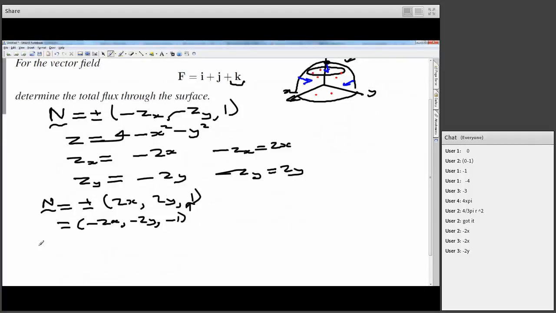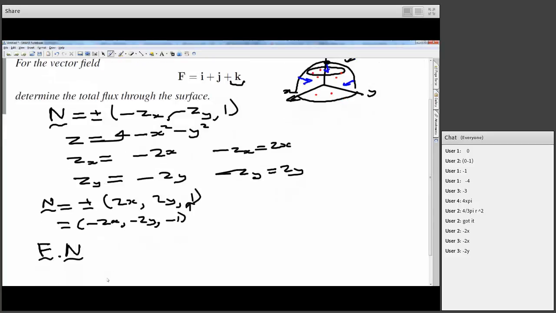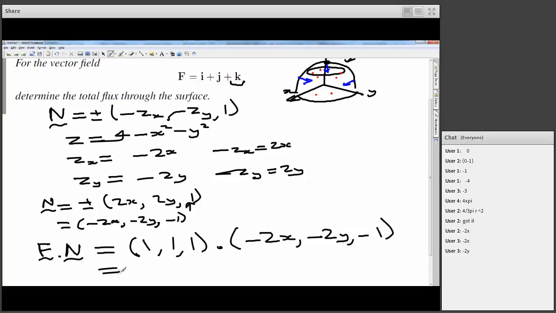So the flux integral ends up being basically summing up F dot capital N over the parameter space, the xy space. So I integrate over the shadow of this particular parabola. So just summing up this over the shadow. So let's work this out. So F here is 1, 1, 1, dot product with minus 2x, minus 2y, minus 1. So you get the dot product, it just ends up summing all the things up.